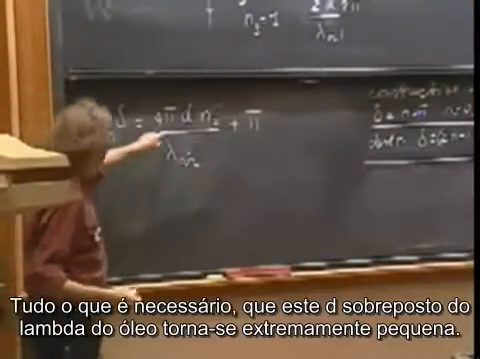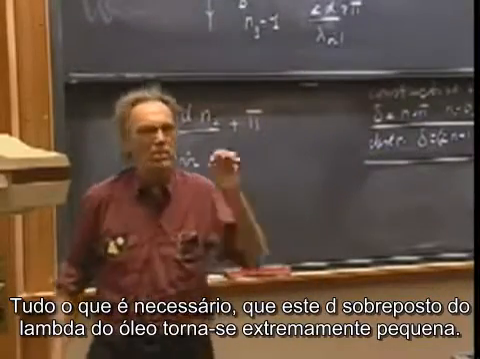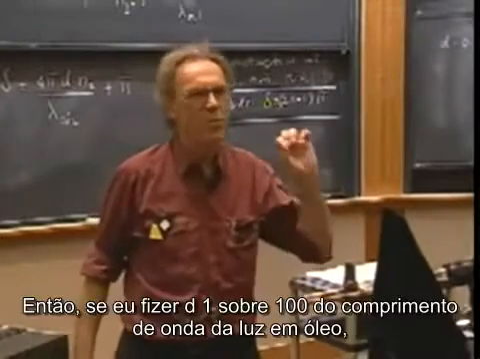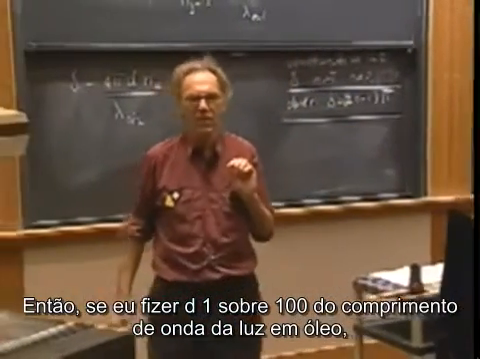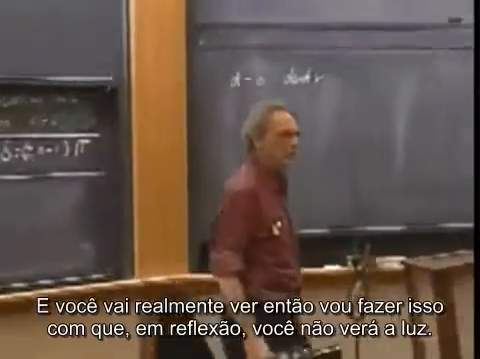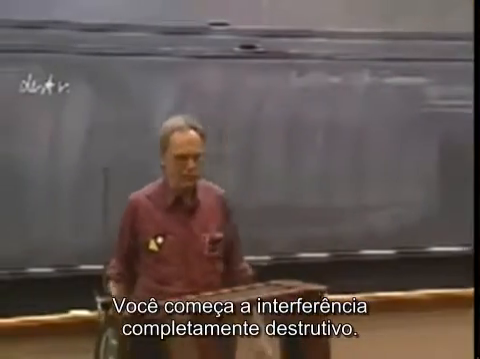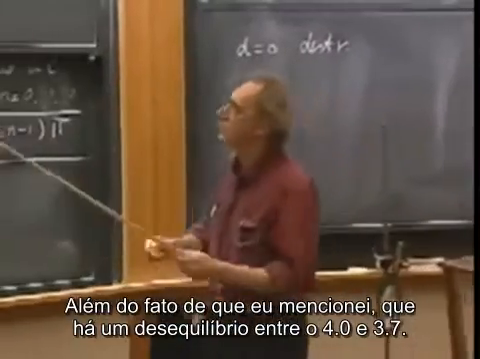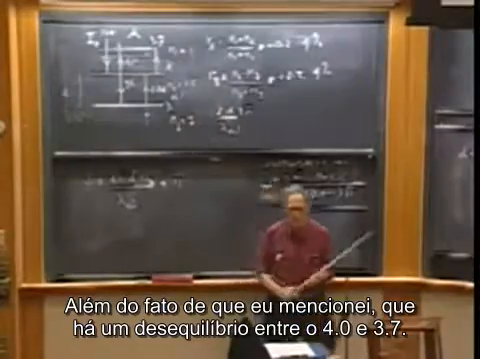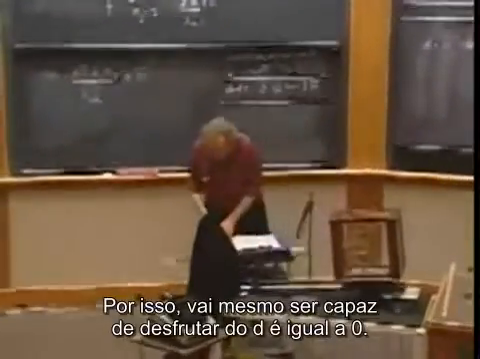I cannot make an oil film of 0 thickness, but that's not necessary. All that is necessary is that this D over lambda oil becomes exceedingly small, for instance 1/100. If I make D 1/100 of the wavelength of light in oil, then I'm close enough, and you will indeed see then, I will do this with soap, that in reflection you will see no light. You get completely destructive interference, apart from the imbalance between the 4.0 and the 3.7. That's a different issue. So we will even be able to enjoy the D equals 0.